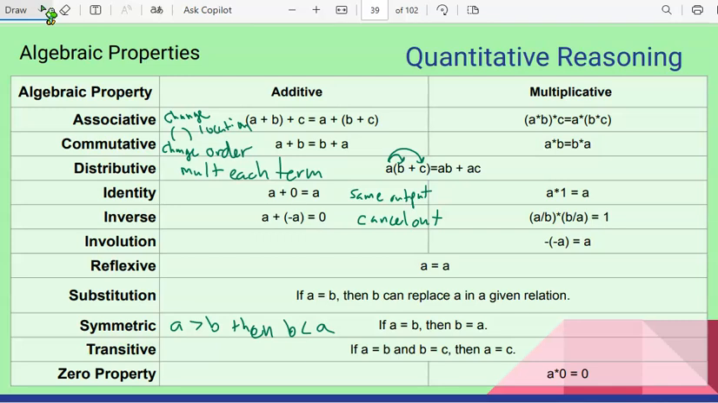Transitive, if a equals b and b equals c, then a equals c. It's basically just saying that all three of those are equal to each other. And zero property, a times 0 equals 0. So if we have something times 0, it's going to equal 0.